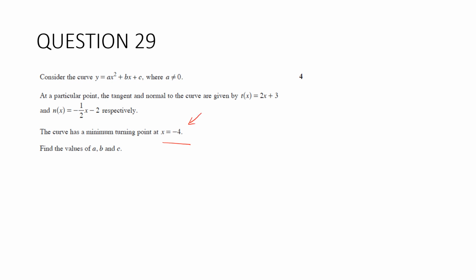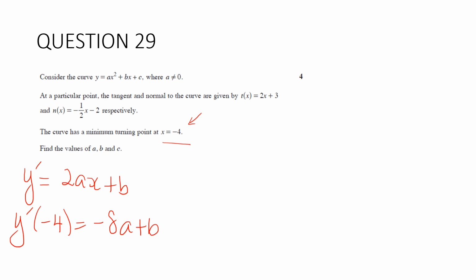If it's got a minimum turning point, the derivative has to be equal to 0 at x is equal to -4. So let's differentiate. y dashed is equal to 2ax plus b, at -4 which is -8a plus b. This whole thing has to equal 0. So there's our first equation. -8a plus b is equal to 0 is number 1.